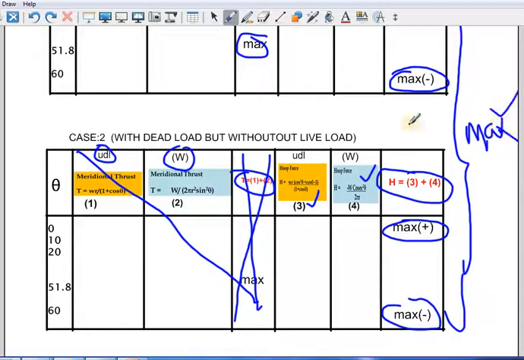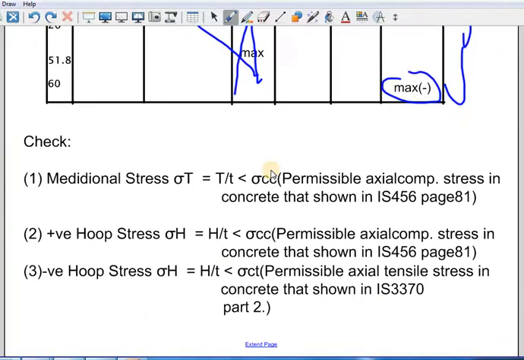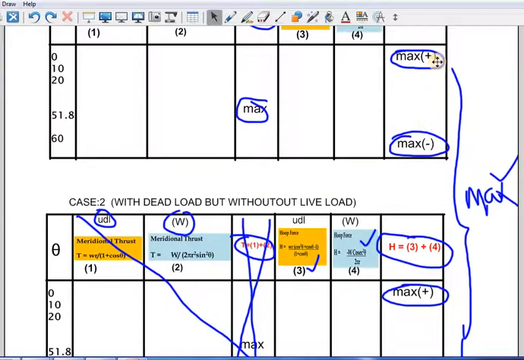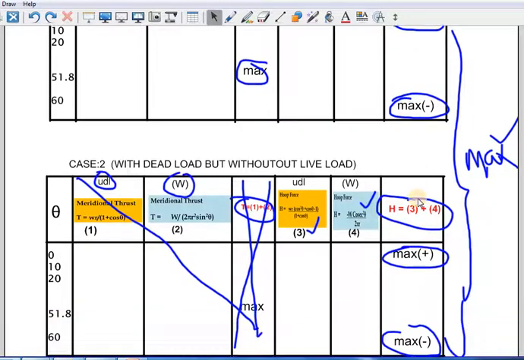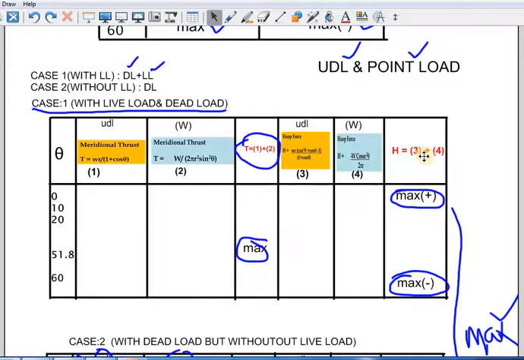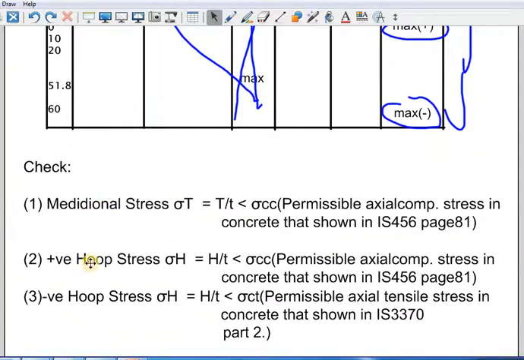That you should consider for the design. And here, this value you will consider for the design. Okay, so another thing is that you will now be having three values: one positive value and one negative value, the maximum positive and maximum negative, for the H and one value for T. Okay, so as you can see here.